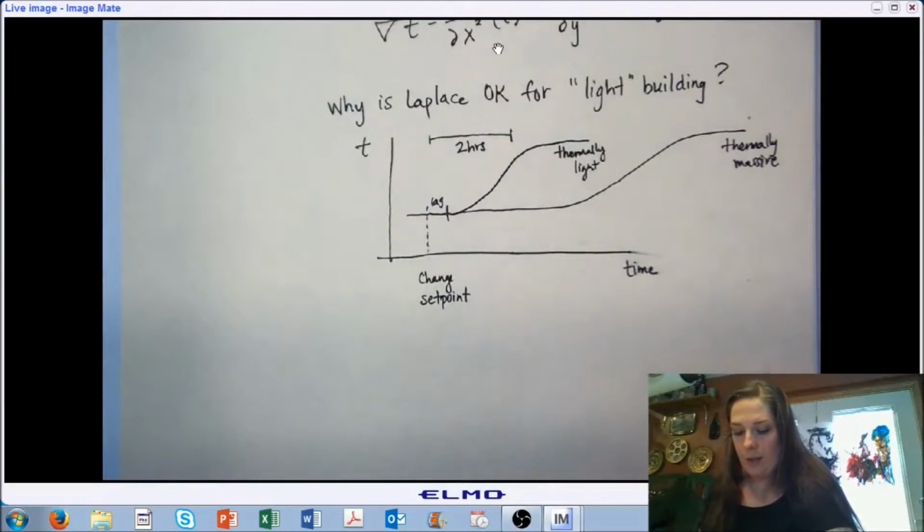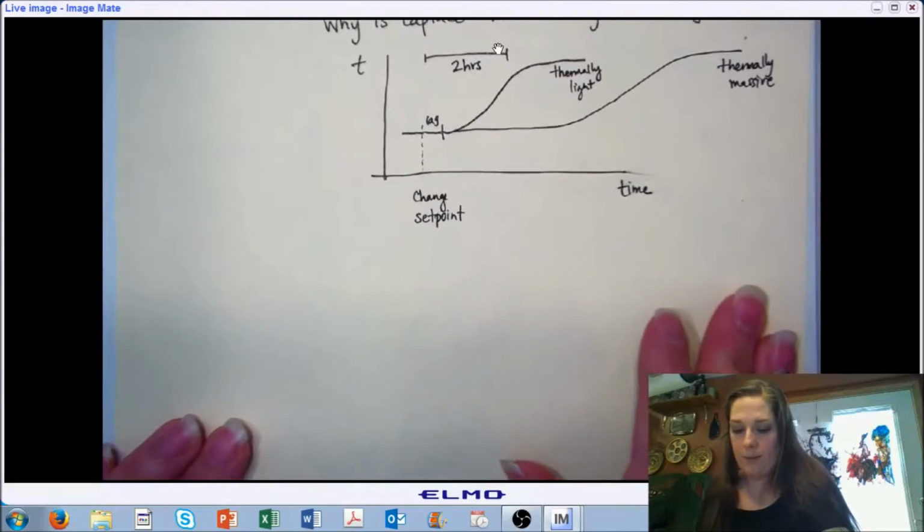So let's look at a quick example of convection.